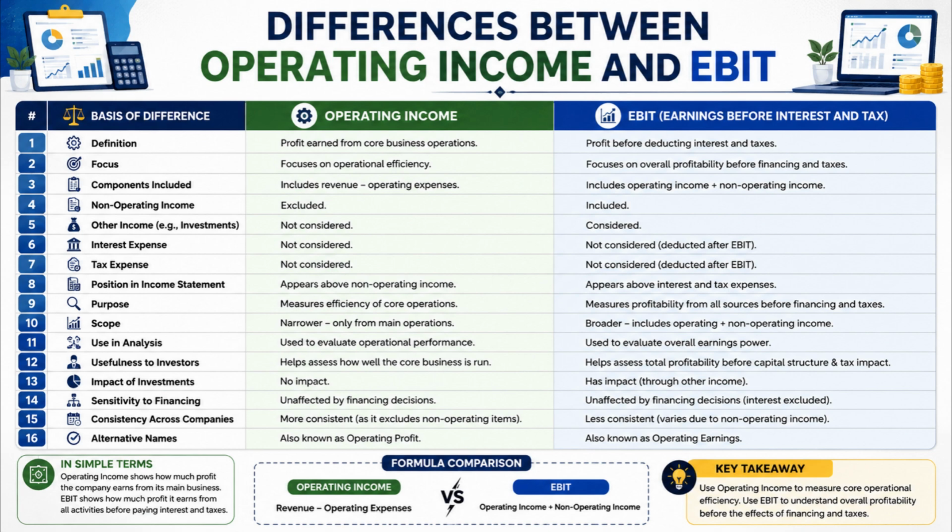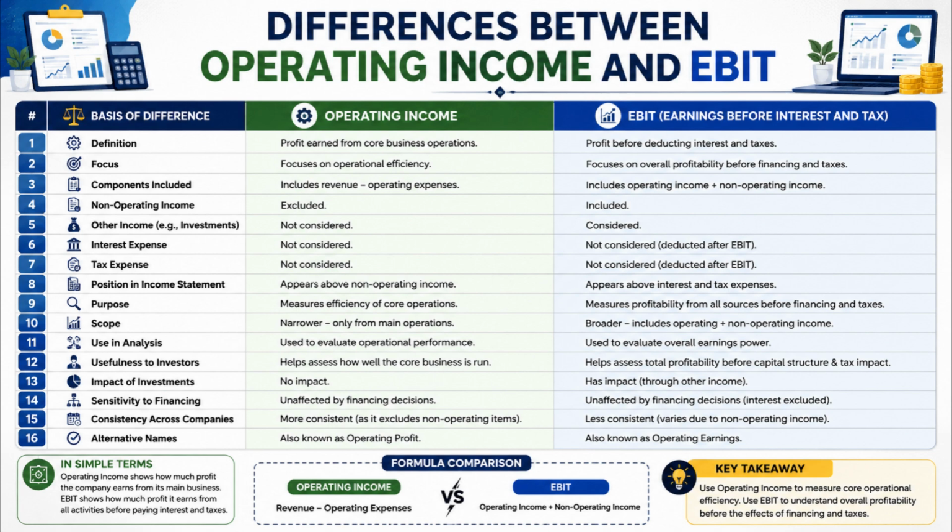Number 1. Operating income refers to the profit earned from core business operations, whereas EBIT refers to earnings before interest and taxes. Number 2. Operating income focuses on operational efficiency, whereas EBIT focuses on overall profitability before financing and tax expenses. Number 3. Operating income is calculated as revenue minus operating expenses, whereas EBIT may also include certain non-operating income items.